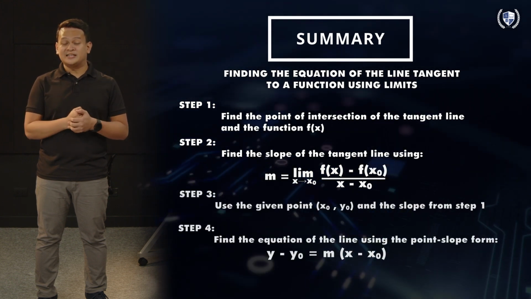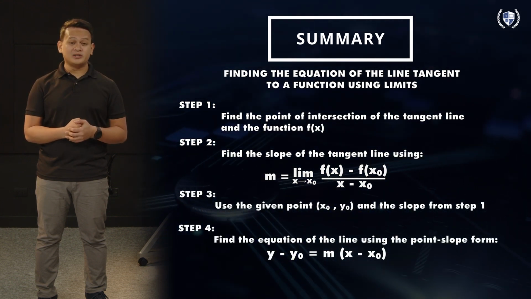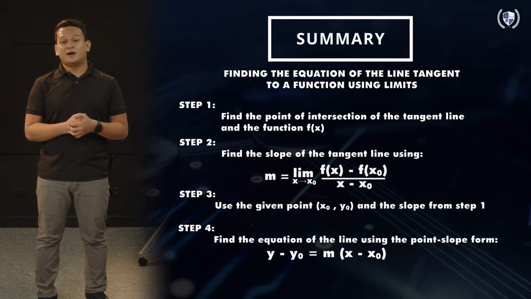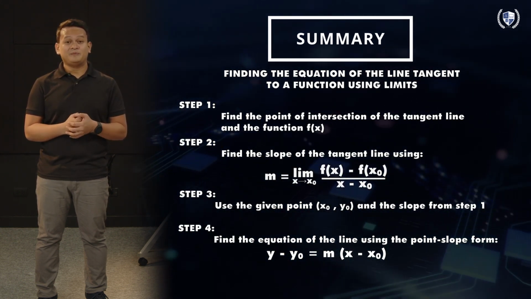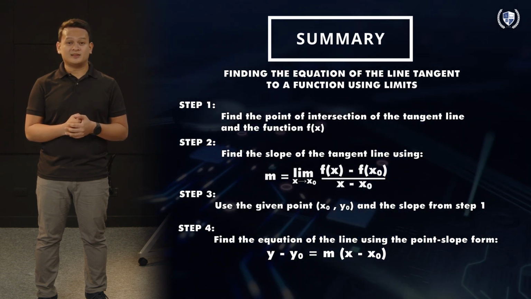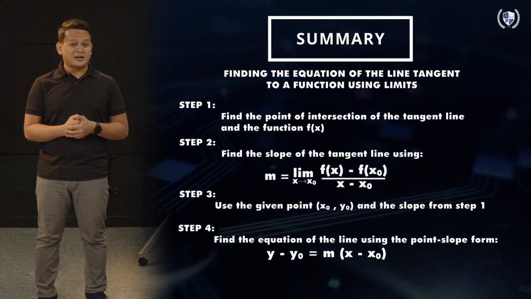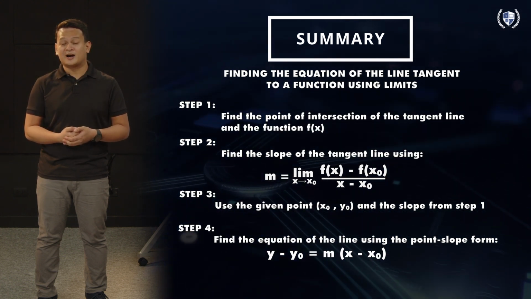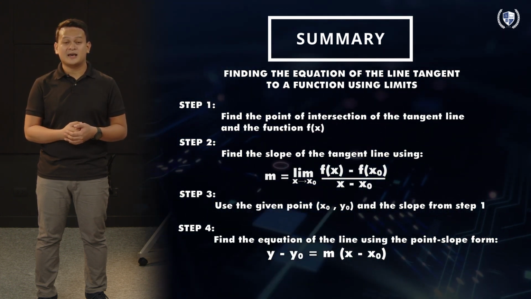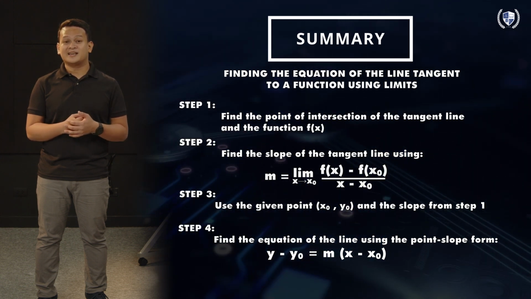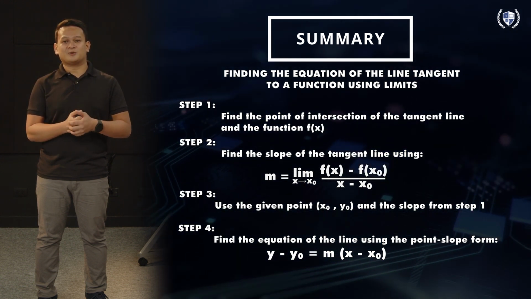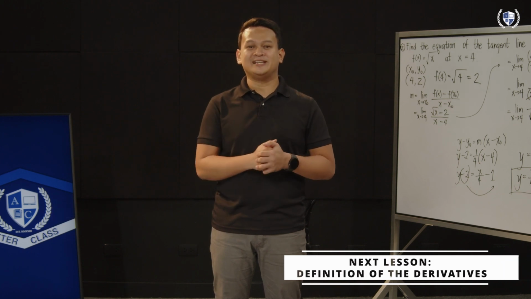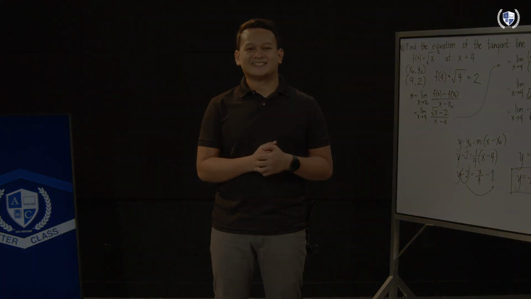And last but not the least, gagamitin natin yung point slope form ng ating linear equation which is y minus y naught equals m quantity x minus x naught. And ang remaining na step na gagawin nyo na lang would be to simplify everything else para magmukhang y equals mx plus b yung ating equation. So for our next lesson, now we will be dealing with derivatives.